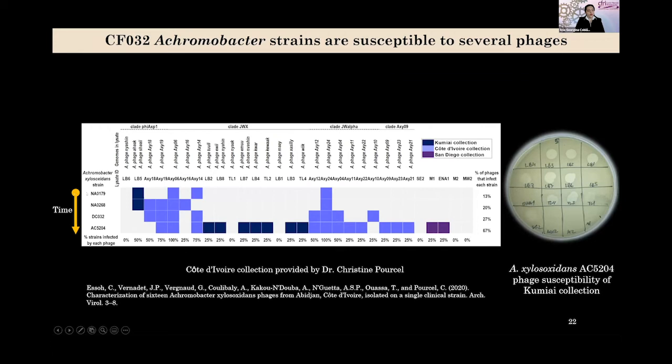These go from older to newest. And then we tested the infectivity of the phages against each one of the strains. We tested our Kumeyaay collection, the Cote d'Ivoire collection, and another collection, which is called San Diego collection, for which we have 5 phage genomes. So we can see that we have at least 1 phage that infects each one of these 4 clinical strains.